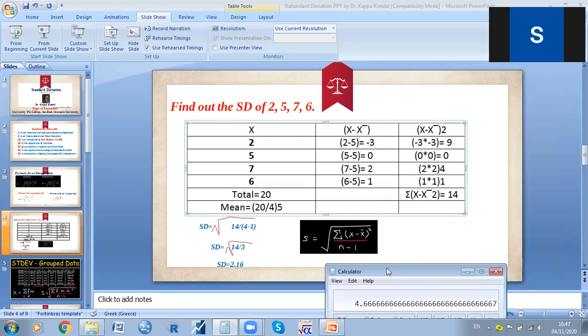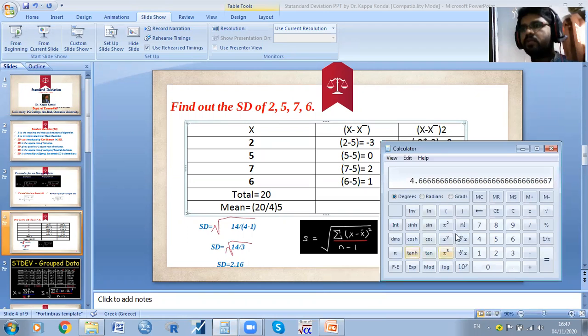Here I am unable to find the root symbol in the calculator. It is simple, you can take your mobile and open the calculator. There is a root of x option. First click that root value, then enter the value 4.666. Then you are going to get 2.16. The standard deviation is 2.16.